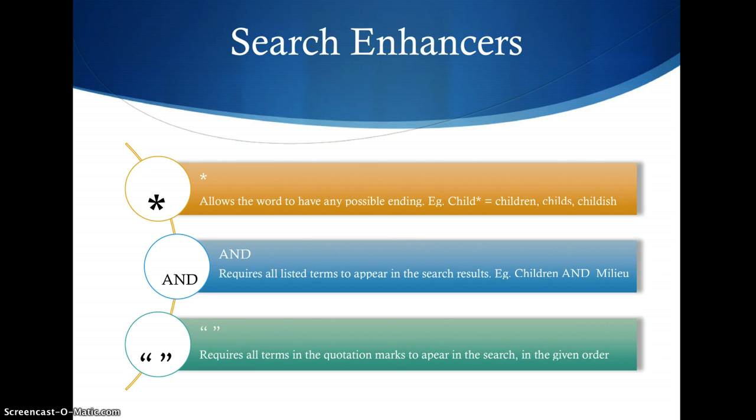By typing the word AND into my search, it means that it requires all listed terms to appear in the search results. So if I wanted to search children and milieu, if I put the word AND in there, any results that came up would have to include both of those terms. And by using quotation marks in my search, I can guarantee that what I've written word for word in my search bar will come up word for word within my results.